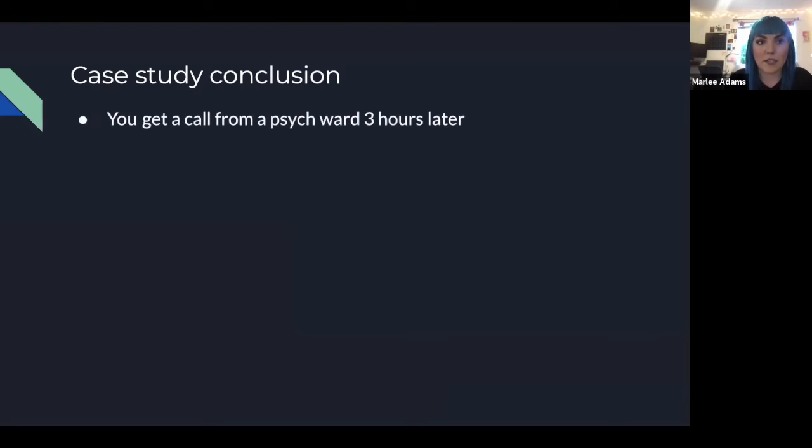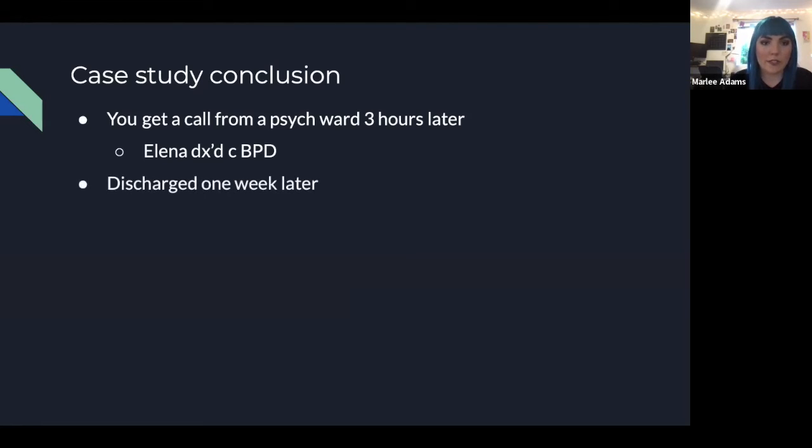You get a call from a psychiatry ward 3 hours later, and they let you know that Elena was hospitalized and is suffering from postpartum psychosis. They explain that she must have had undiagnosed bipolar disorder. They give her medication to stop the psychotic episode, and she will have to remain on it to maintain stability. You speak with Michael on and off over the next few days. He has good support and is able to get donated milk for the baby. After a week of stability, Elena is discharged home.